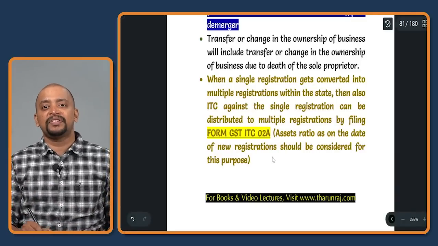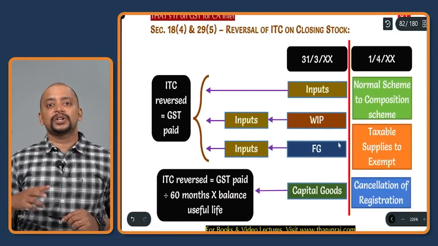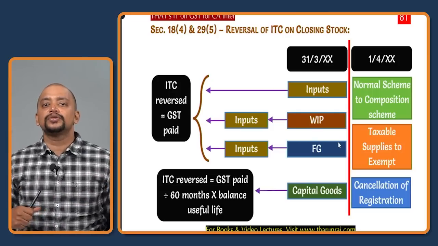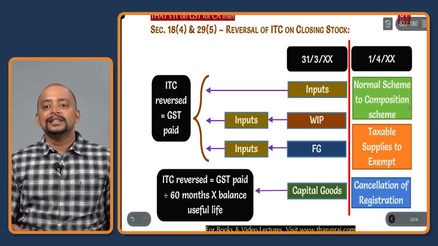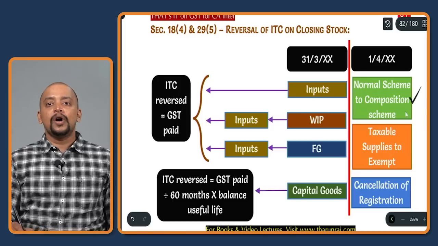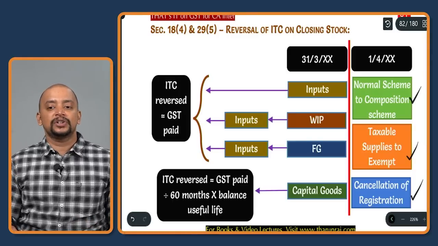For that one form will be filed, that is ITC 2A. Then Section 18(4) read with Section 29(5), that is reversal of ITC. Reversal of ITC on closing stock is possible in 3 cases: a person who is under the normal scheme and is now going into the composition scheme, or a person whose outward supply was taxable and now became exempted, or cancellation of registration.